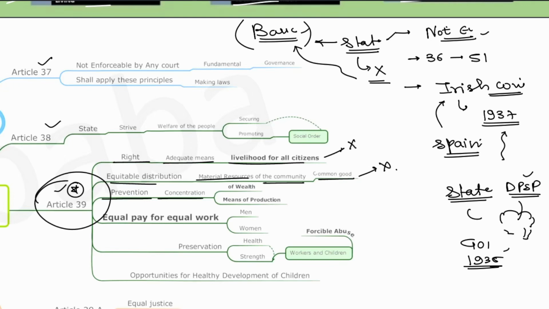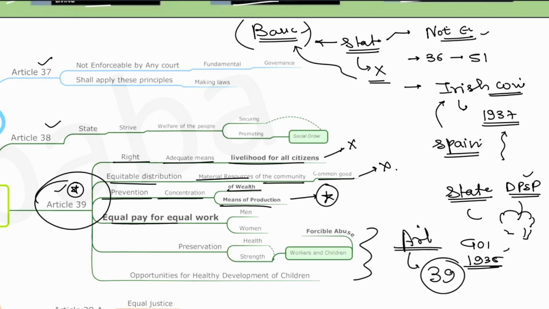Then prevention of concentration of wealth and means of production. Again, Article 39 is in question. Very, very important for us. Equal pay for equal work and so on. So we can see this later. But Article 39, please remember, is in question when there is a concentration of wealth in the country. Very, very important.